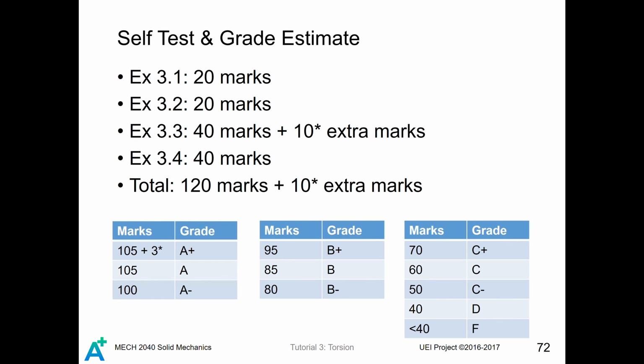In this tutorial, there were 4 example problems, and I have already discussed them in detail. If you wish to test yourself on your understanding of this chapter, you are recommended to do these problems. For example 3.1 to example 3.4, the total marks assigned in this tutorial is 120 marks plus 10 extra marks. You can use the following table to estimate your final grade based on your understanding of the material in this tutorial.